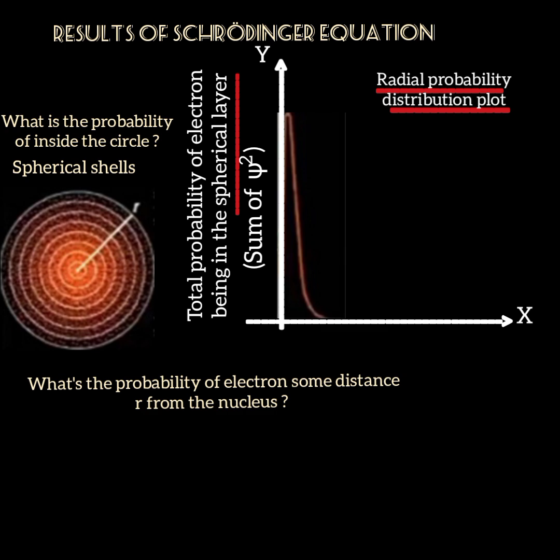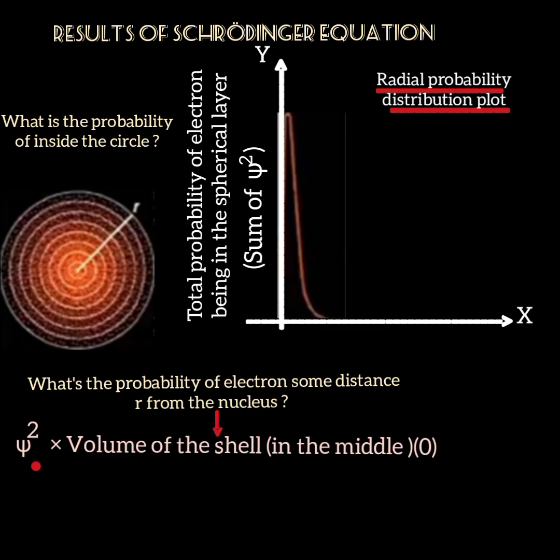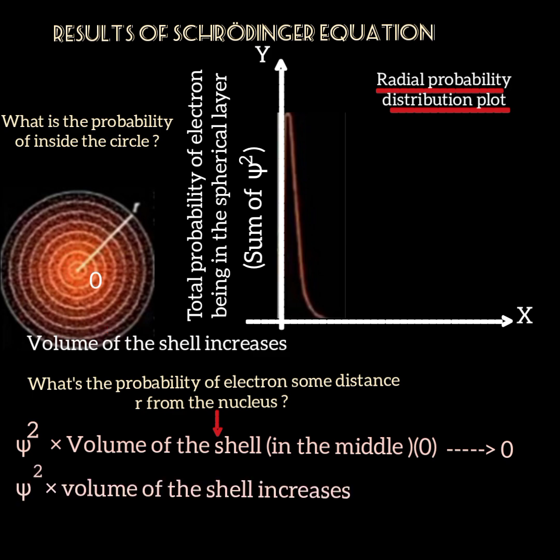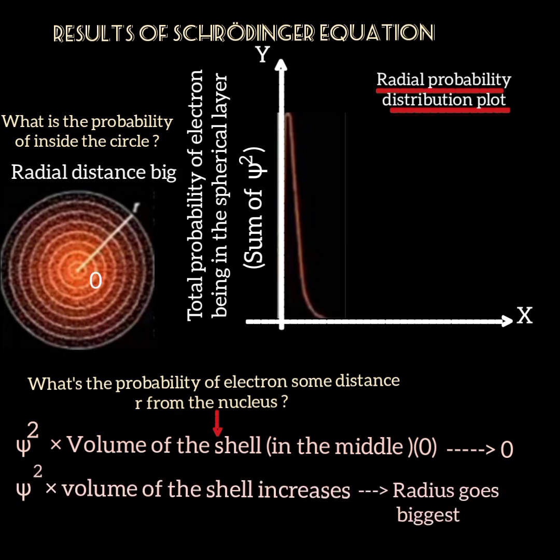The way we calculate it, we take psi square and multiply it by the volume of the shell. Right here in the middle, the volume is 0, so we multiply the probability times 0. Further and further away from the nucleus, the volume of the shell increases as the radius gets bigger. A typical plot goes up to a peak and comes back down.